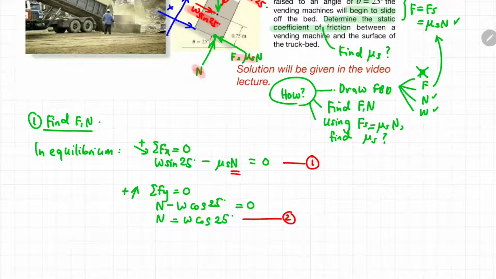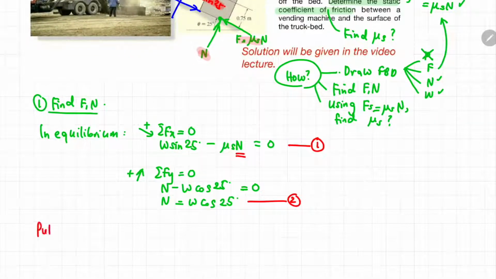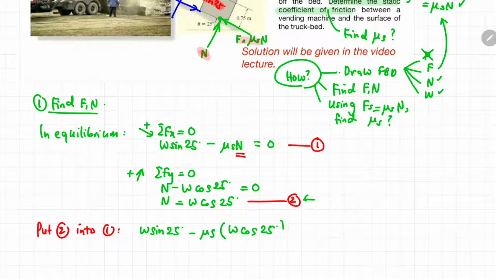Now, the next step is let us try to substitute equation 2 into equation 1. So in that case, equation 1 would become W sine 25 minus mu multiplied with the substitution of n, which is W cos 25. So that will be equivalent to 0. So now if you look at this particular equation, there would be only two unknowns this time around, which is the W and also the mu s value. Anyway, if you see a combination of sine and cos expression in a single equation, you can actually simplify it to become tangent. Oh, how is that?